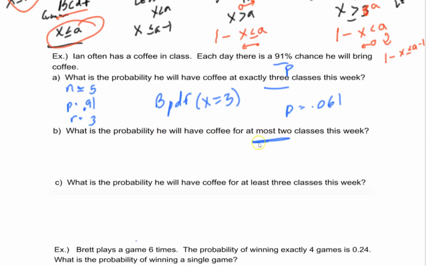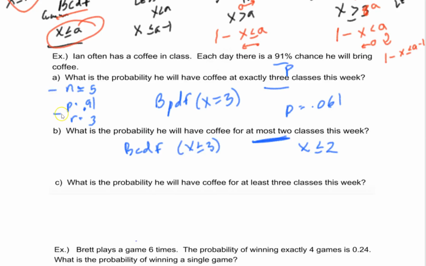What is the probability that he will have coffee at most 2 classes per week? So again, at most, that means no more than, so less than equal to 2. Now notice how it already has the equal less than sign. We're good. It's less than, so I don't want to flip it, and it has the equal to sign. So I'm all set. This is going to be a binomial CDF, X is less than equal to 3.